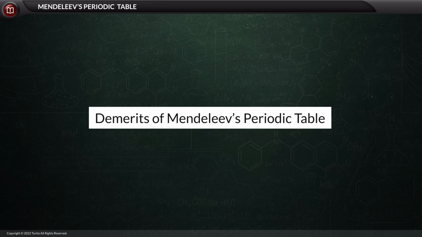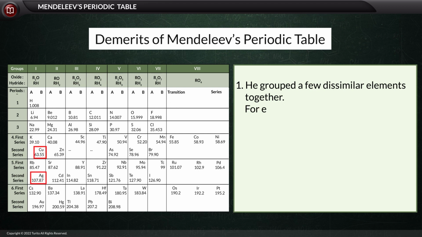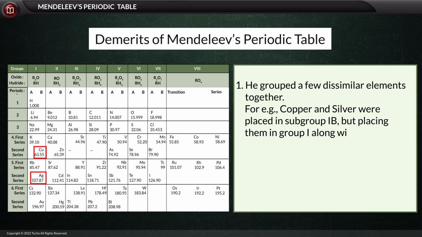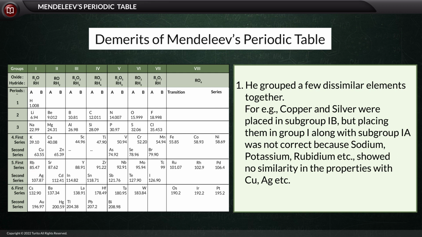However, there were demerits to Mendeleev's periodic table as well. The demerits were: 1. He grouped a few dissimilar elements together. For example, copper and silver were placed in subgroup 1b, but placing them in group 1, along with subgroup 1a, was not correct, because sodium, potassium, rubidium etc. showed no similarity in the properties with Cu, Ag, etc.